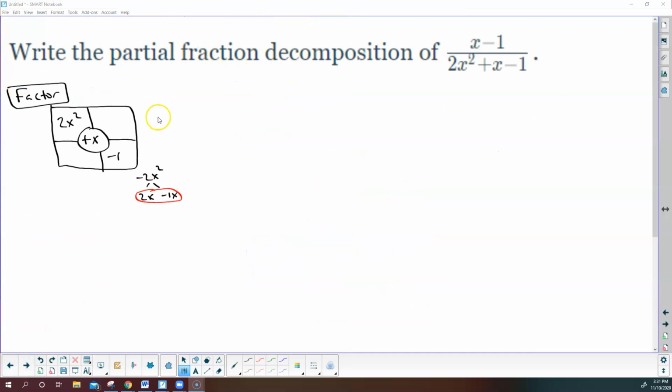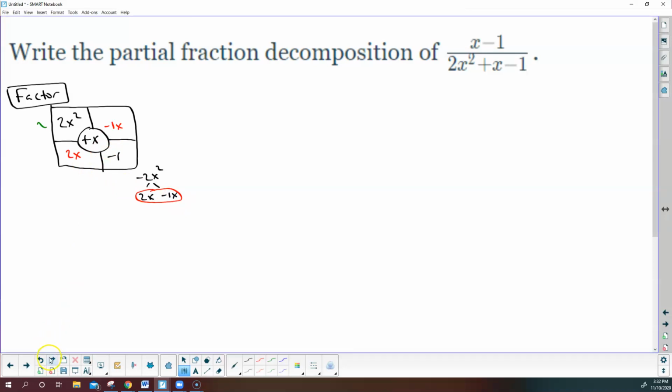All right, so we got one last problem. I'm going to do this one fairly quick just so you guys can kind of get the gist of it. Notice it's very similar to the other two. We have to factor the bottom, put it in our box. We want to multiply the two corners, and I'm looking for factors of -2x squared that add up to give me positive 1x. So that's a positive 2x and a minus 1x. Those are going to go into the corners.